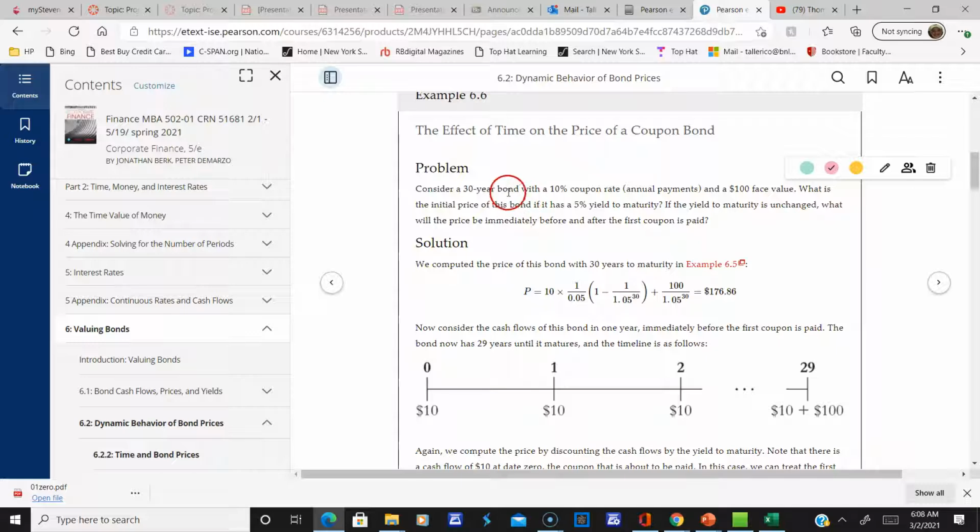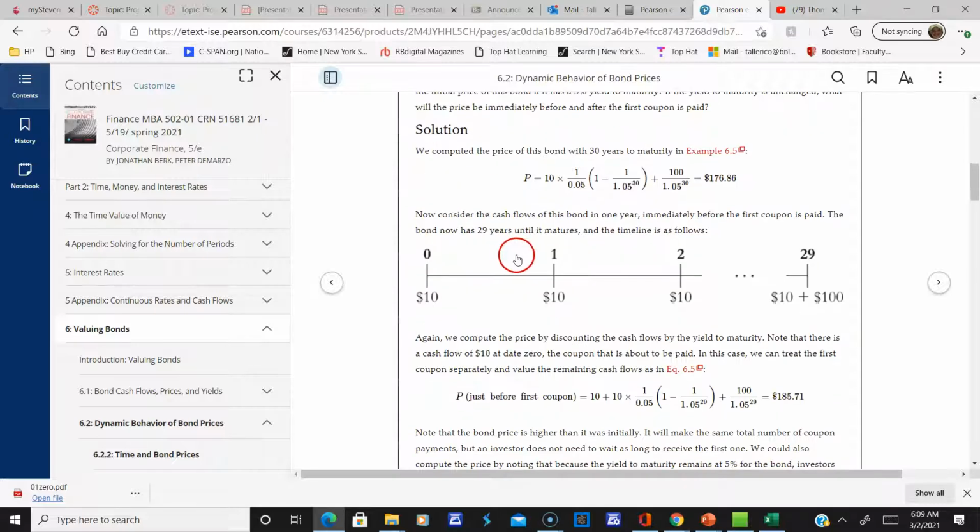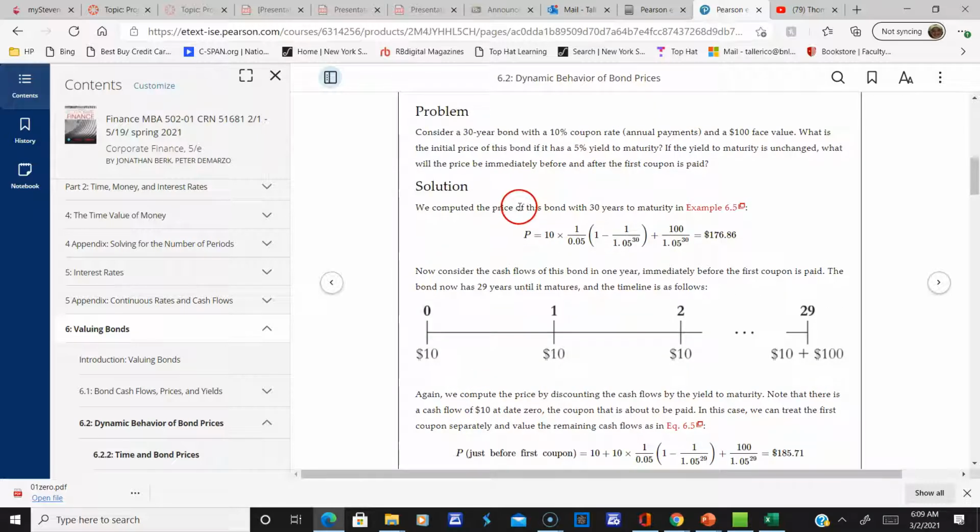So consider a 30-year bond with a 10% coupon rate and a $100 face value. What is the initial price of this bond if it has a 5% yield to maturity? If the yield to maturity is unchanged, what will the price be immediately before and after the first coupon is paid? Okay. So here's the price of the bond, and again, we can use Excel for this, right?